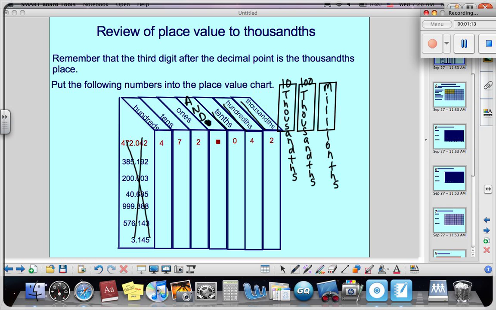So, ignoring these numbers to the side here, if I were to write this number right here, I would read that as 23 and, you read it at whatever place value the last number is at. So 23 and 8 hundredths. Okay, 23 and 8 hundredths.